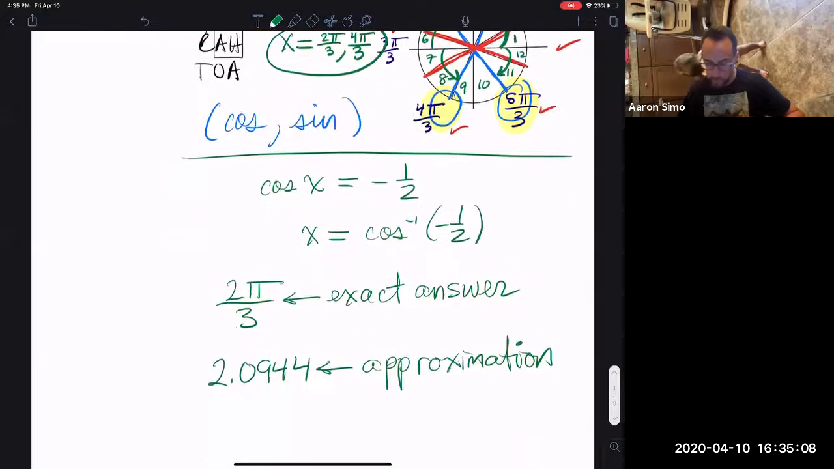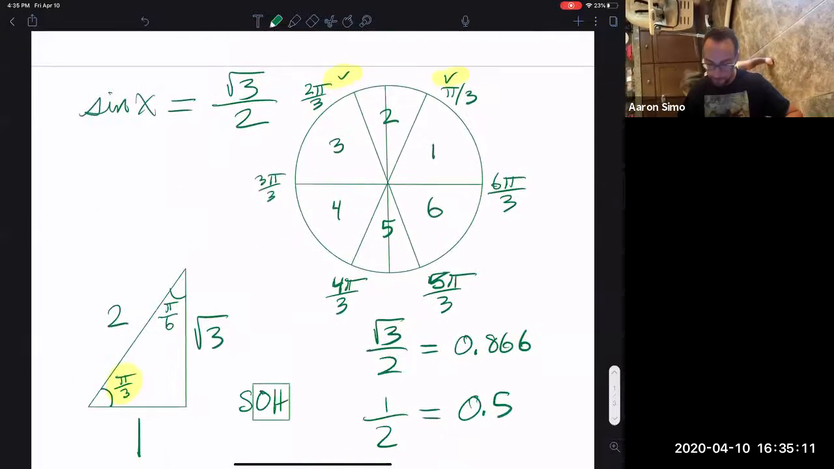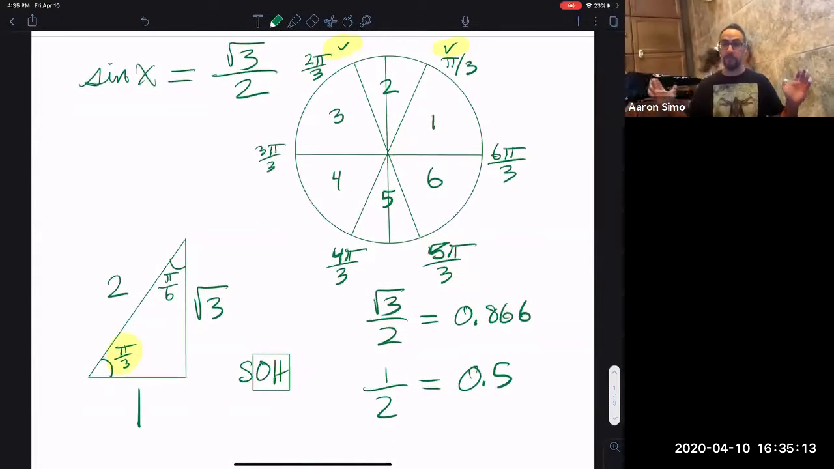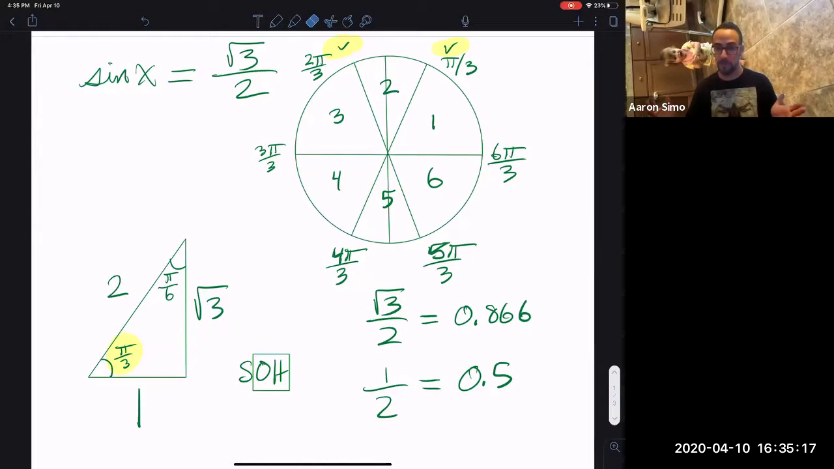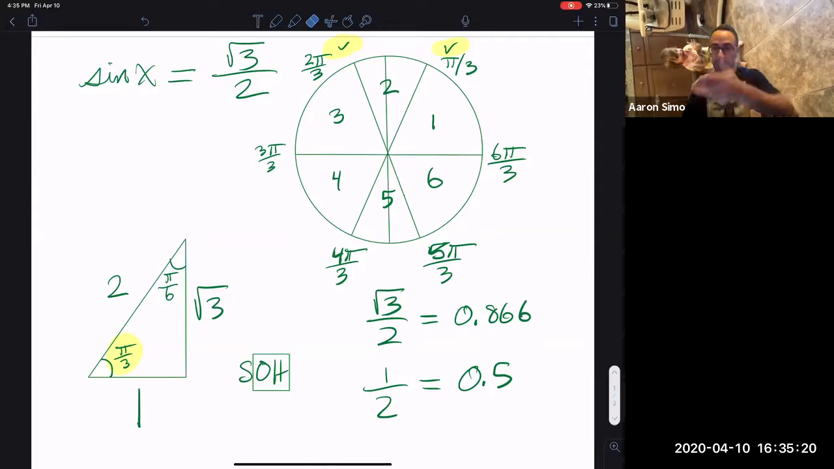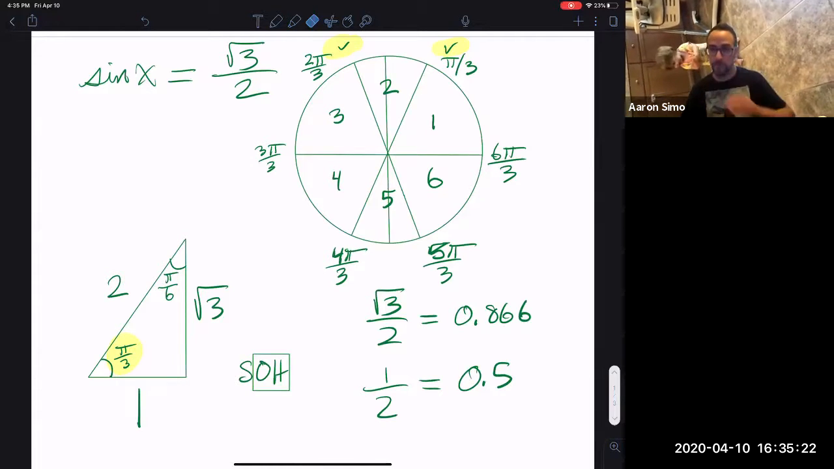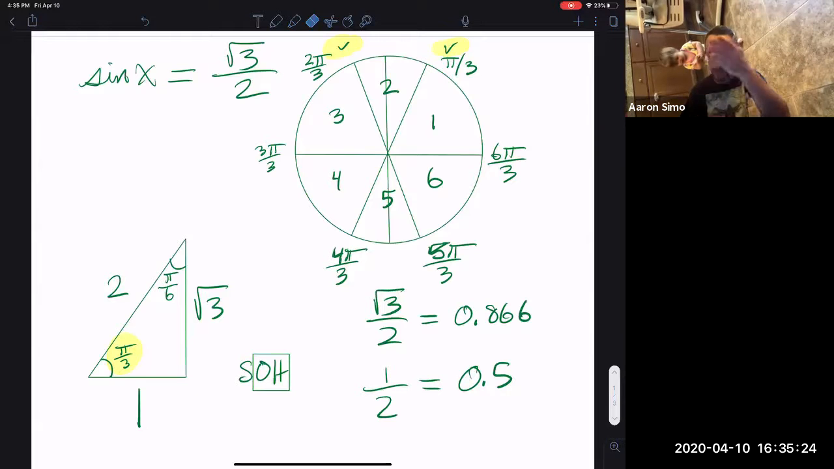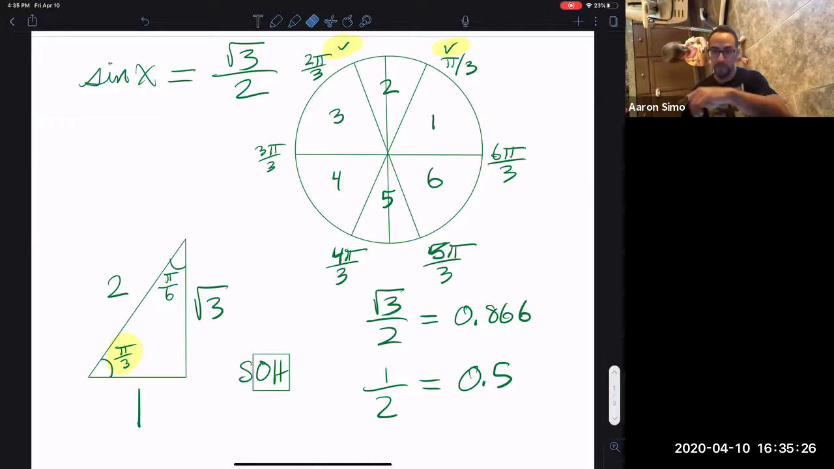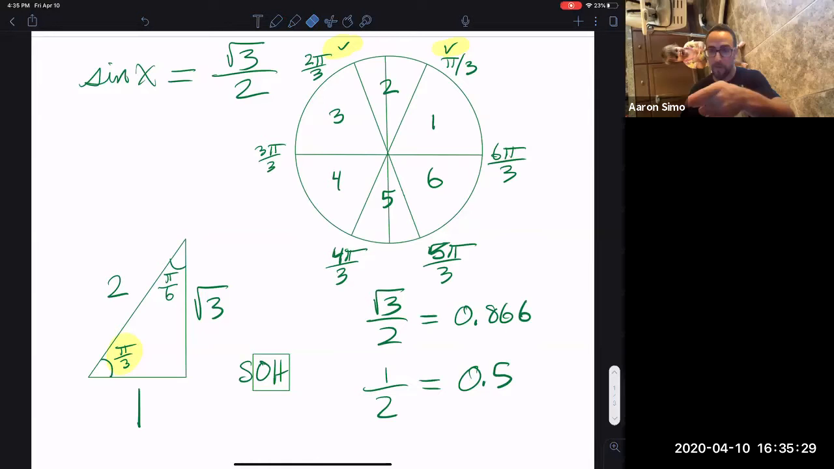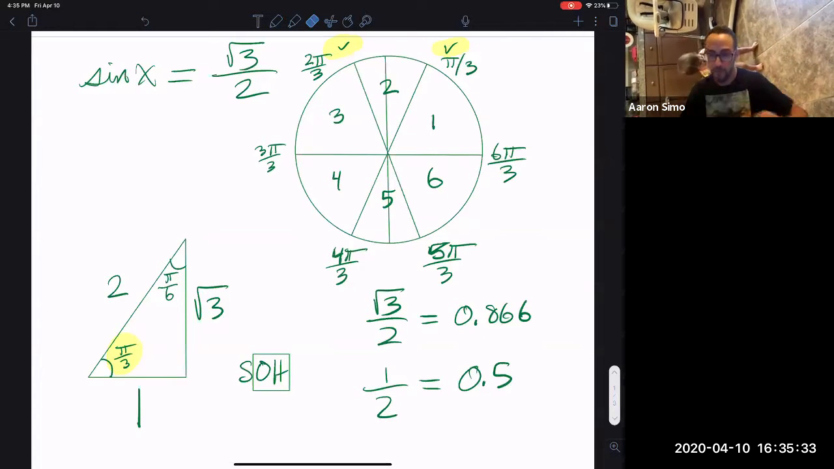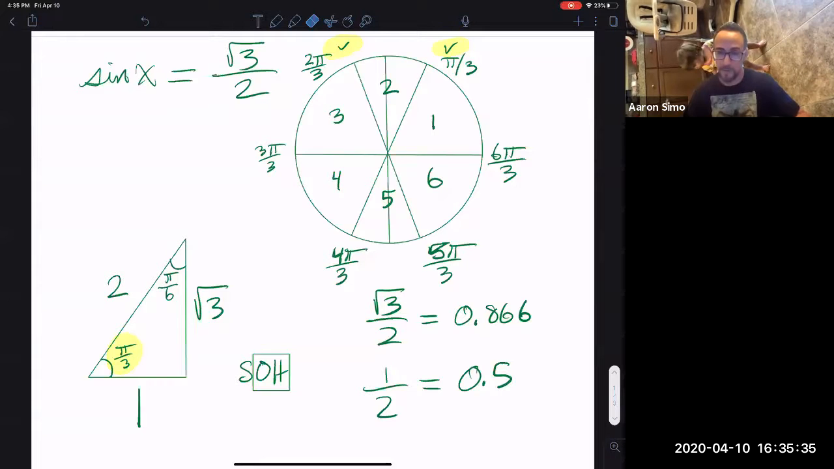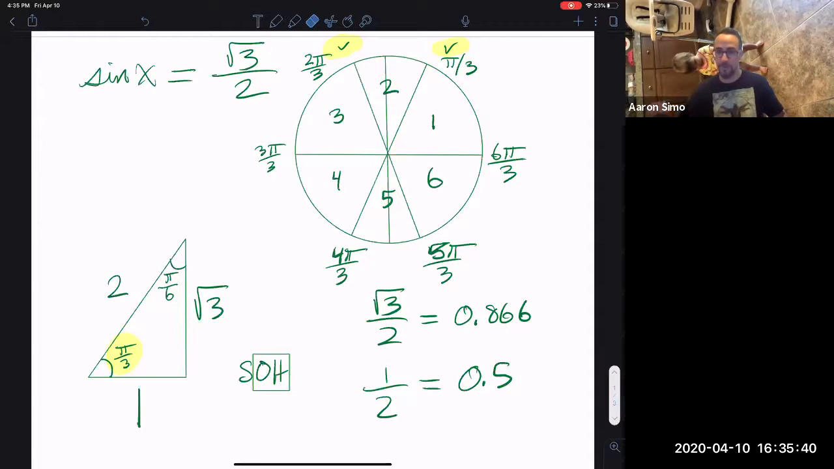I want to open up a pizza shop called Sokatoa and say you guys can cut your slices of pizza in pi over 3s or pi over 6s. If you do pi over 3s, you get 6 slices. If you do pi over 6, you get 12 slices. If you do pi over 4, you get 8 slices, because 4 times 2 is 8. If you do pi over 2, you get 4 slices, because 2 times 2 is 4. I don't know if I said that right. My mouth was saying one thing and my brain was thinking something else.